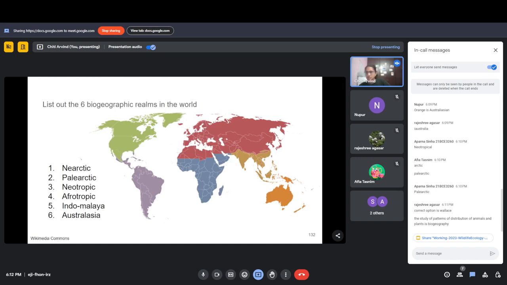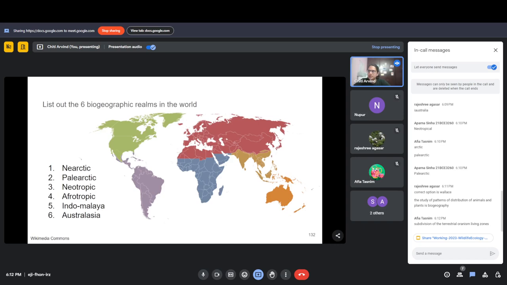Study of patterns distribution of animals and plants. Yes, that is correct, and that's why we have biogeographic realms, right? Because these different areas have different characteristics that are connected by flora, fauna, and abiotic conditions, and that's why they can be categorized into these broad zones. So, this is the basis of the classification of the biogeographic realms.